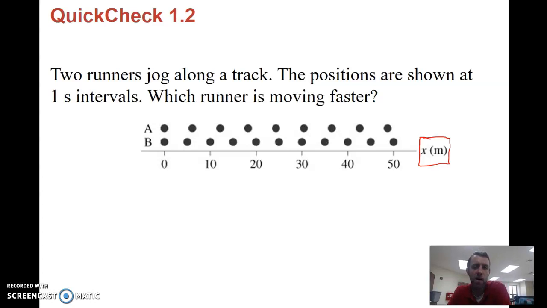And now we're assuming there's no time listed, but it says not on the diagram, but it says they're at 1 second intervals. So which runner is moving faster? Well, it should be the one that has more space in between each dot, right? So of course that would be A.